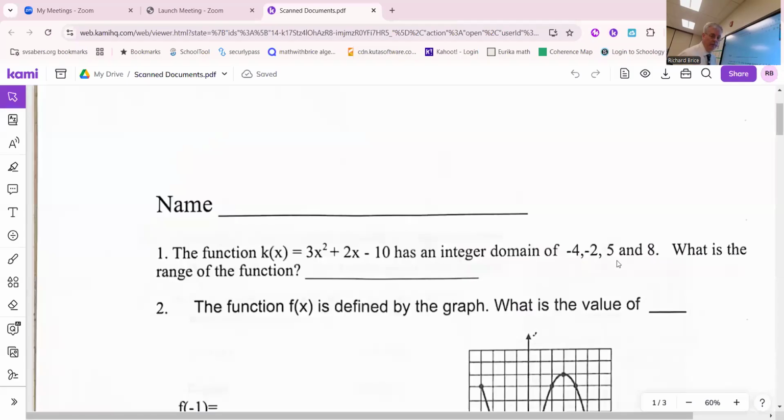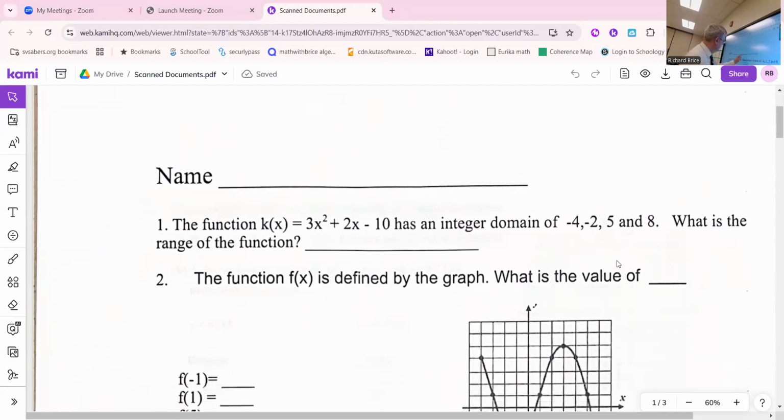Okay, everyone, you know who I am. I'm Mr. Bryce, and we are doing this practice test. We're going to do it quick and dirty.